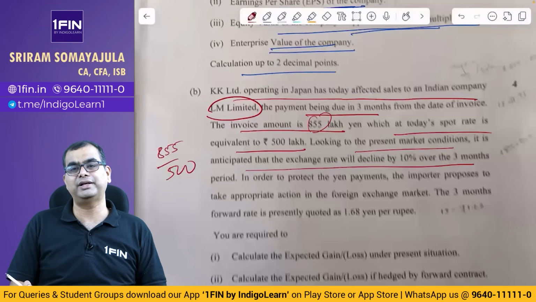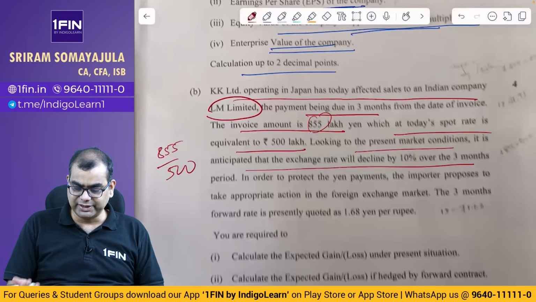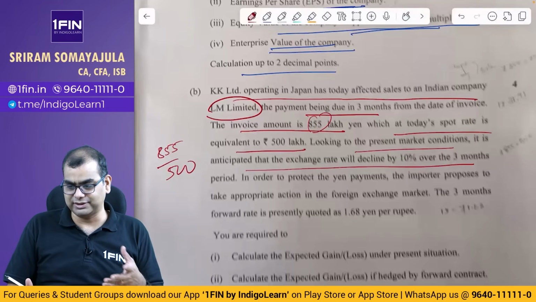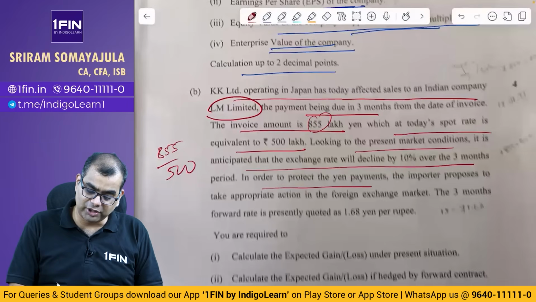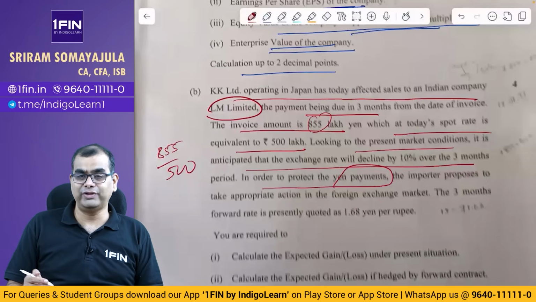Now, what do they mean by decline by 10%? Whether it will appreciate, depreciate. For whom? For, is it the importer, exporter? We don't know. Only when you read the balance question, you'll understand. In order to protect the yen payments, so we are referring to the importer.